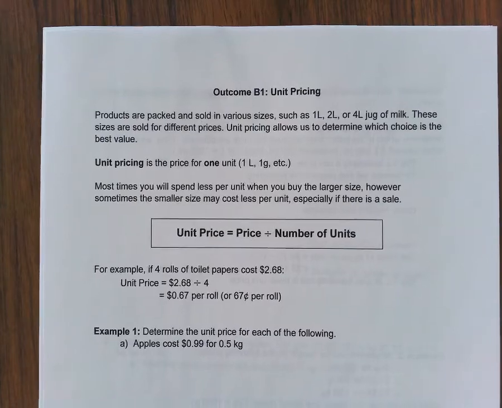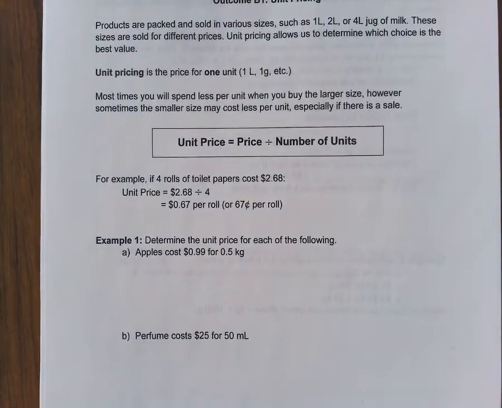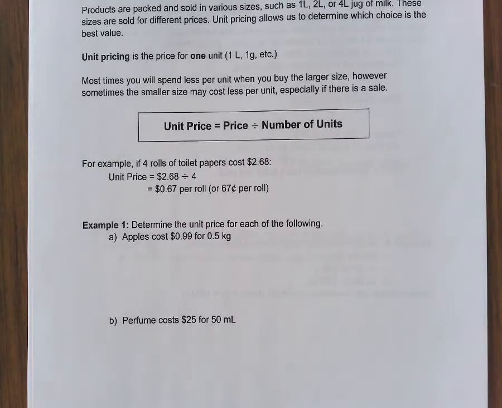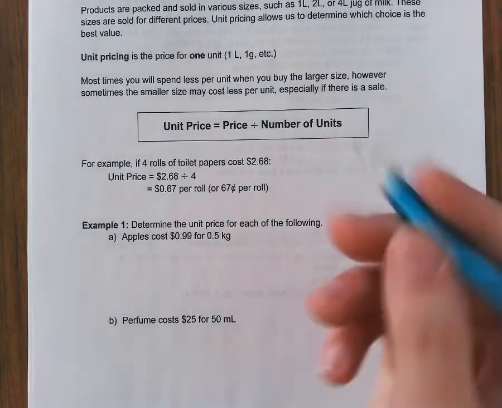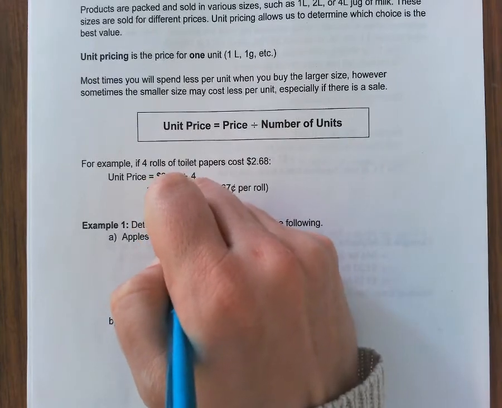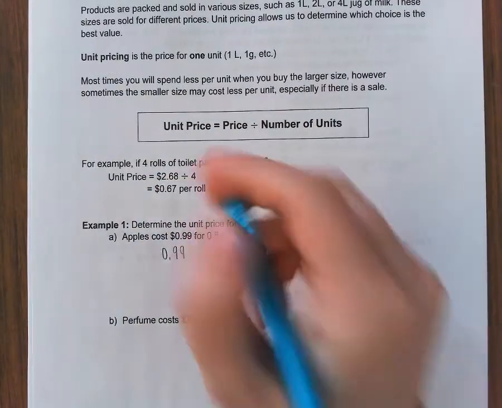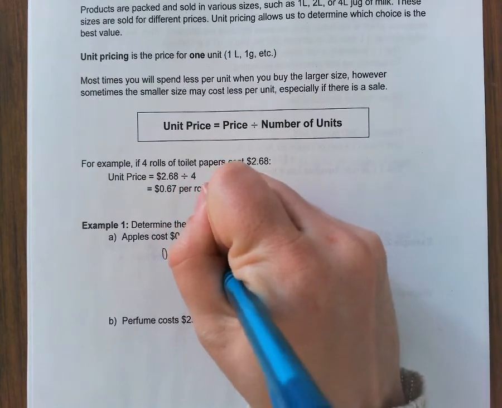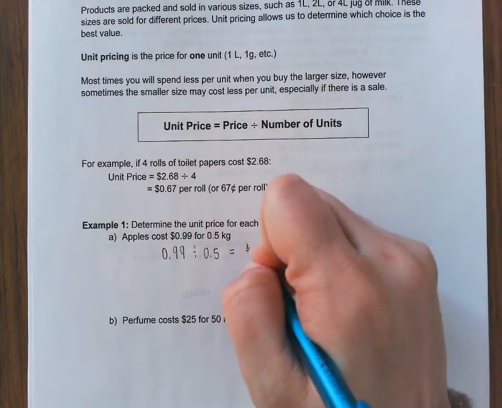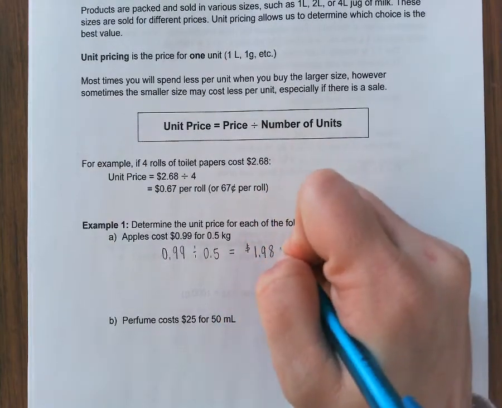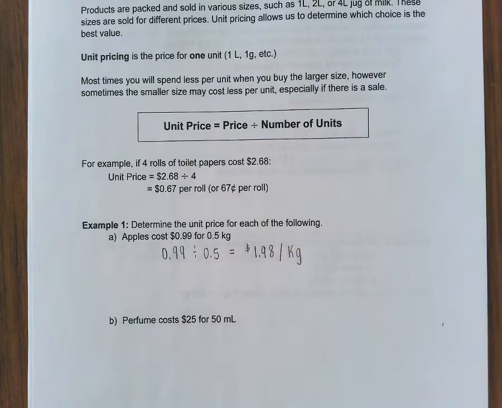In example 1, we're determining the unit price for each of the following. If you have apples that cost 99 cents for half of a kilogram, we want to know how much they would cost for 1 kilogram. So you would take the price, 99 cents, and divide it by the quantity, or the number of units, so 0.5. When you do that division, you would determine that it costs $1.98 per kilogram. So if half of a kilogram is 99 cents, 1 kilogram would be $1.98.